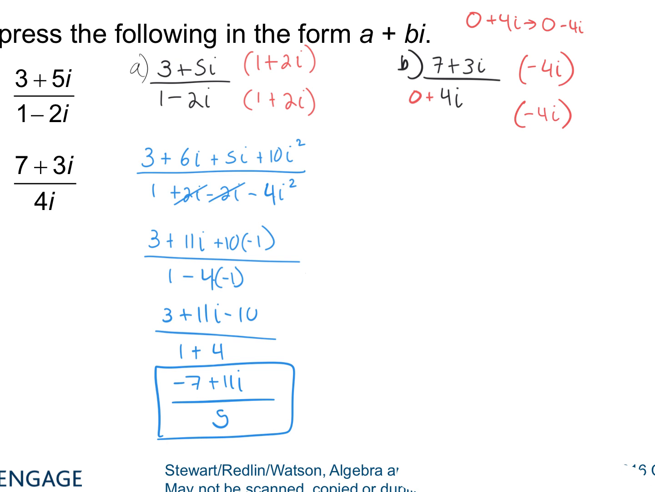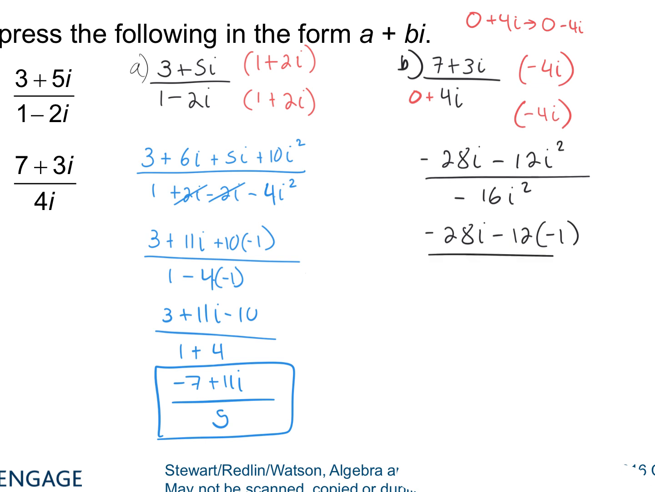So when I distribute the negative 4i, we will get negative 28i minus 12i squared. And then on the bottom, I will get negative 16i squared. I'm going to simplify as much as I can first. So it's going to be negative 28i minus 12 times negative 1 over negative 16 times negative 1. So this will become negative 28i + 12 over 16.